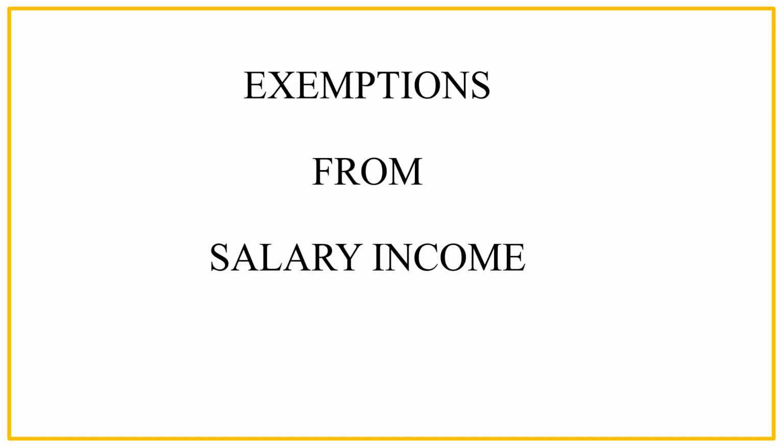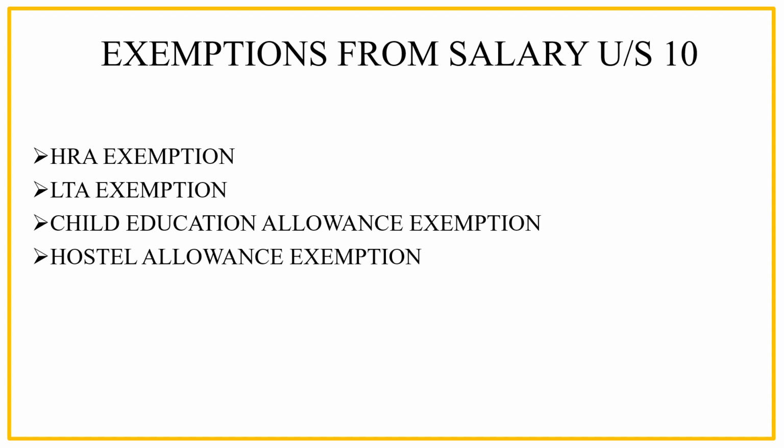There are certain allowances which are being paid by employer to employee for meeting certain expenditure. What are those allowances? HRA, LTA, Child Education Allowance and Hostel Allowance are most famous allowances being paid to employees which employee would like to claim. Most of the employees would like to avail these exemptions. So we are going to look at how this can be claimed and what are the conditions to avail this benefit. All these in this video.